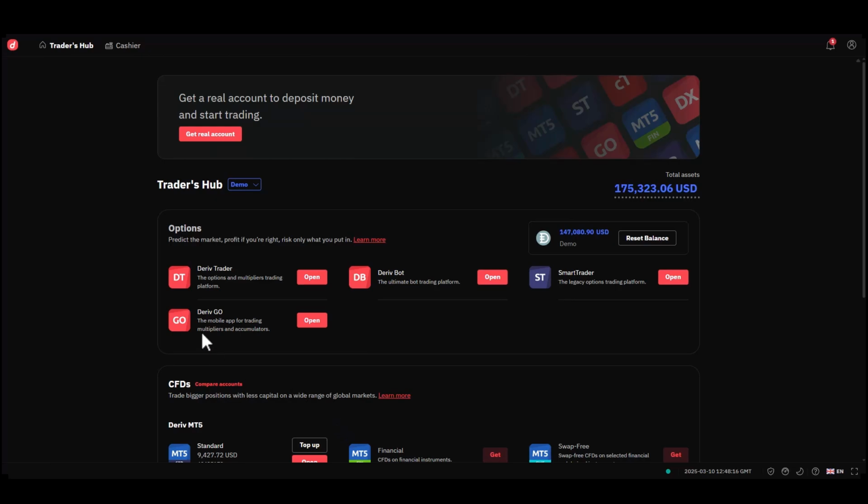Now, before I get started, anything that I show you is for information purposes only. We're actually going to be using a demo account today. If you don't have a Deriv demo account, just go to deriv.com and you can set one up. You can also have a demo account for MT5 as well.